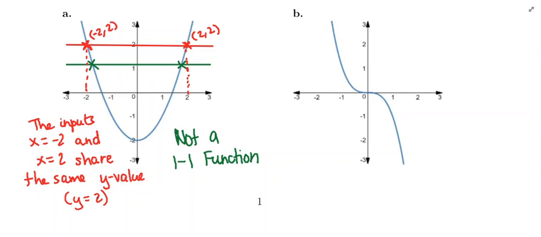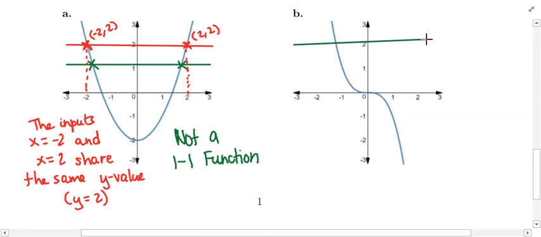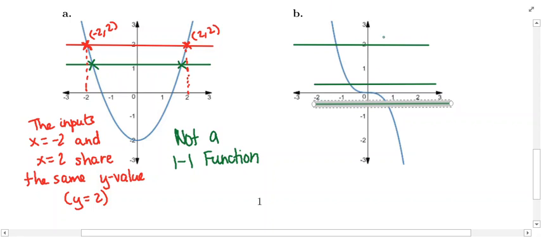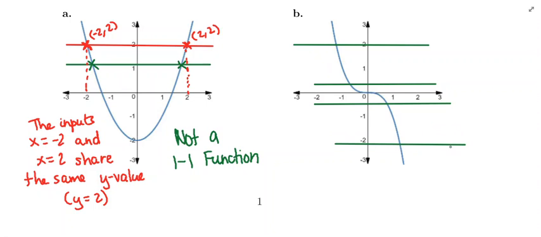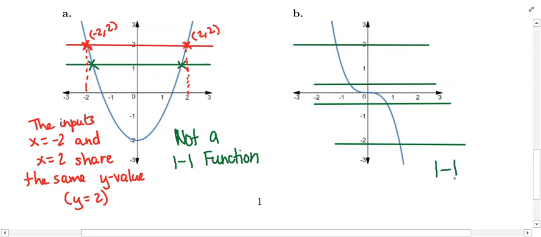All right, let's look at the graph in part B. It's similar to x cubed. Let's just start drawing horizontal lines. I'm going to draw one here, another one here, and another one here. No matter where I draw my horizontal line, it's just going to intersect my curve in one spot. That tells me that every y value has a unique x value. So this one is a one-to-one function. There's no sharing going on.